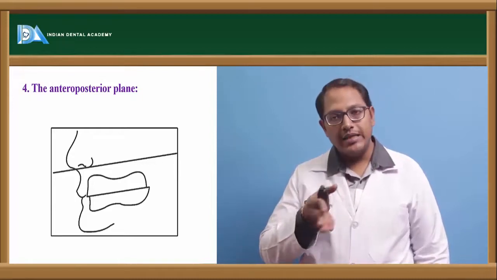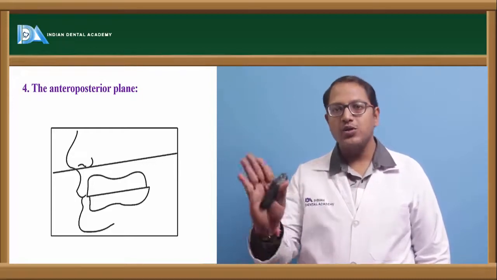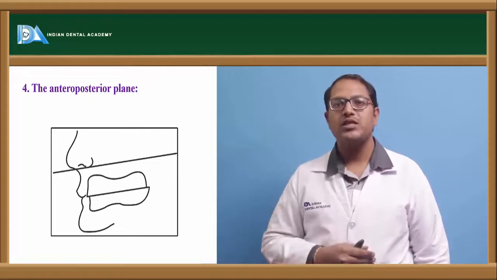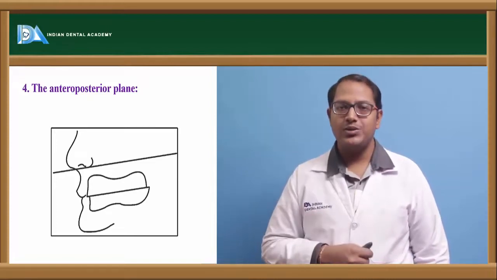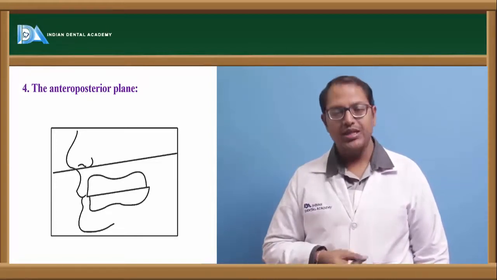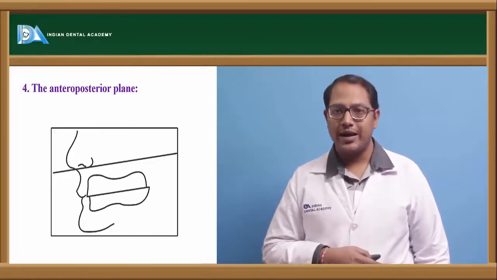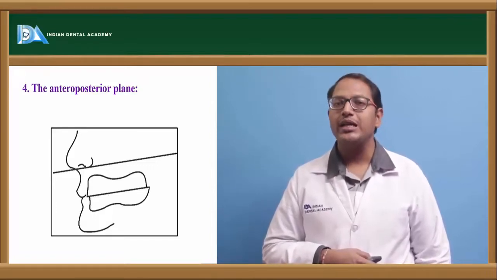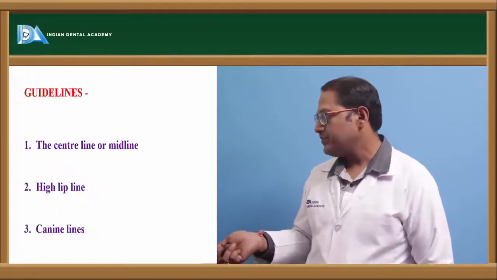So now that curve has to be maintained. So that curve goes up. So we have to have something which is parallel to that, near about parallel to that. So we have this ala-tragus line. In the US it is known as the Bonwill's line. In the UK it is known as the Camper's line.